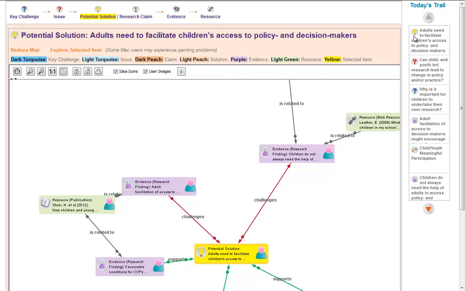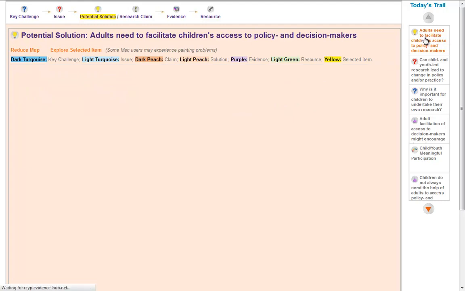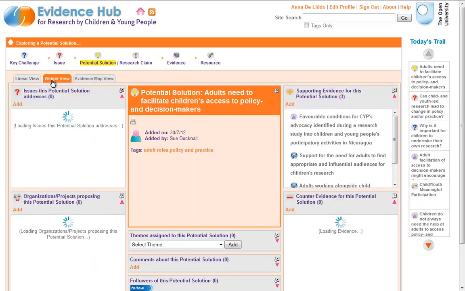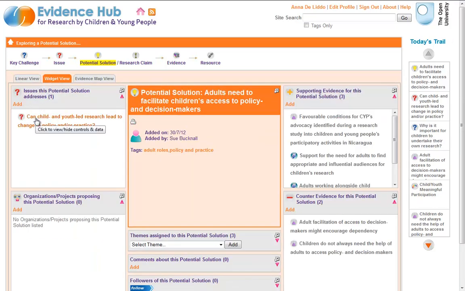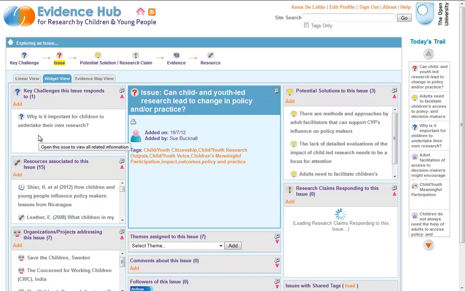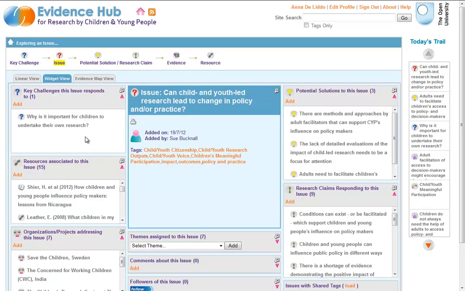If we go back to the view we were on, we could, if we wanted to, look at the parent issue and look at more than one solution at a time. So let's go and look at that. This is the high level issue, and if we now bring up the evidence map for this issue, we will see all of the evidence maps for these three solutions and these nine claims.